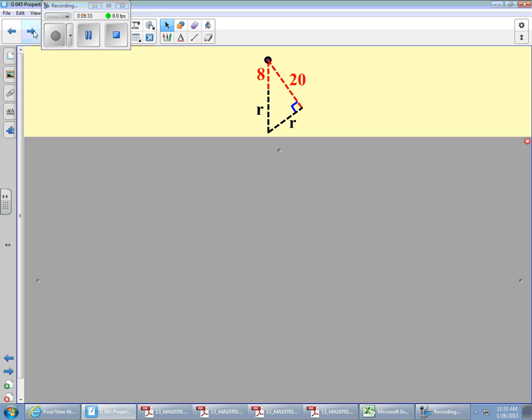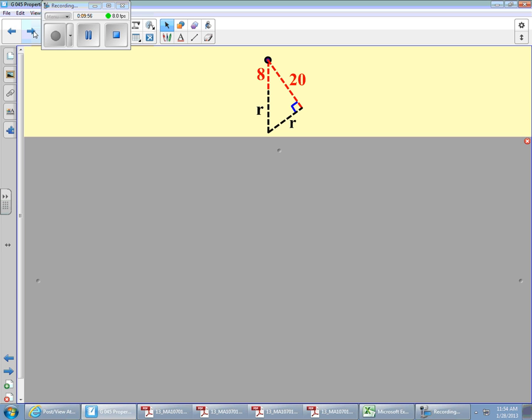20 and r. Okay, not a trick question. 20 and r are the legs of the triangle. How would we express the hypotenuse? Is it 8? Is it r? Is it a combination of 8 and r? Yeah, okay, so what kind of a combination? Should we add up 8 and r? Should we multiply them? What do you think?